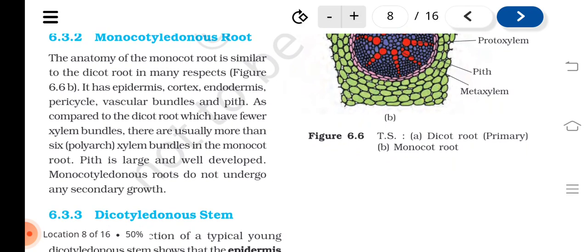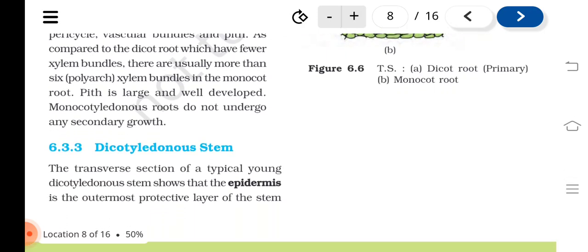Monocotyledonous root. The anatomy of the monocot root is similar to the dicot root in many respects. Figure 6.6b. It has epidermis, cortex, endodermis, pericycle, vascular bundles and pith. As compared to the dicot root, which has fewer xylem bundles, there are usually more than 6 polyarch xylem bundles in the monocot root. Pith is large and well developed. Monocotyledonous roots do not undergo any secondary growth.